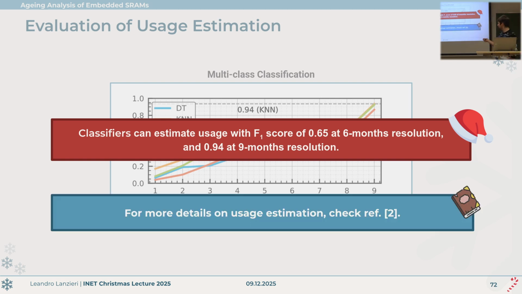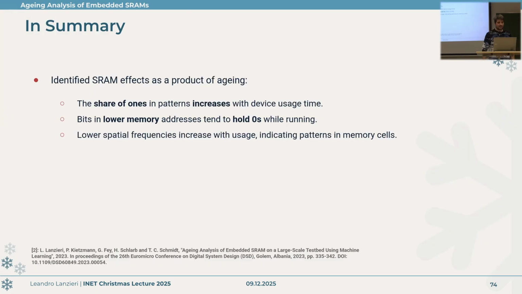If you need more details, then there is reference 2 that you can go to see more about the machine learning part of this work. So, in summary, we deduce that the share of ones increases with the use time. The lower part of the memory tends to hold 0, and we only observe this by looking at the RAM multiple times. We also found that using the spatial frequencies helped us understand the type of usage on the memory cells. And then, using the features that we extracted, we could estimate the usage time of the SRAM just based on the startup patterns.